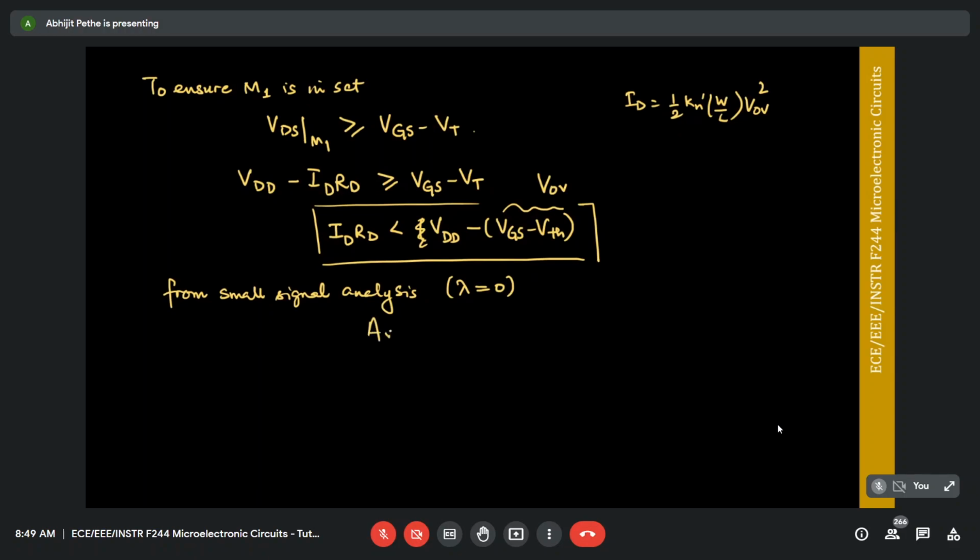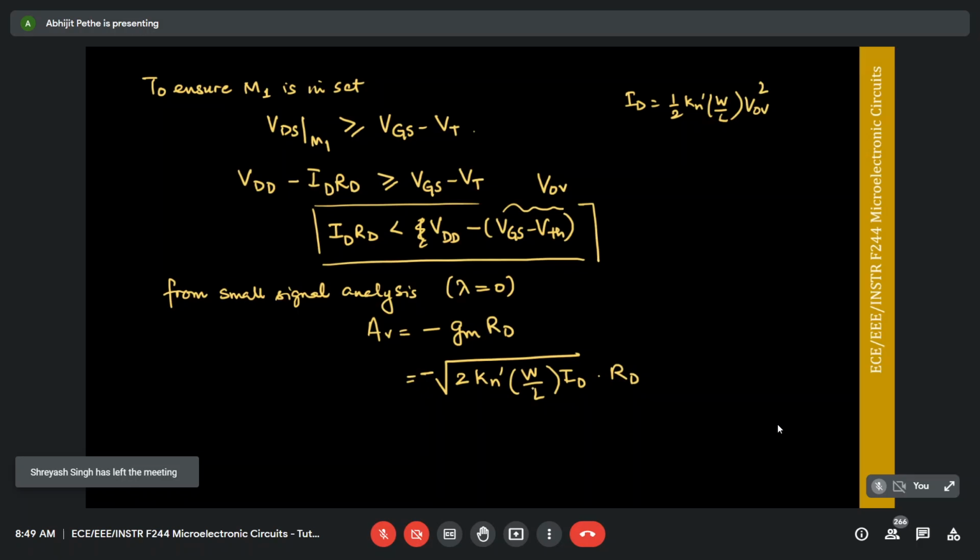My gain is given by minus GM RD. Or in other words, I can write this as minus 2 Kn prime W by L ID into RD. All I'm doing is substituting the formula for gain. So if I want a very high gain from the circuit, what should I pick, a high RD or a low RD? What do you guys think?